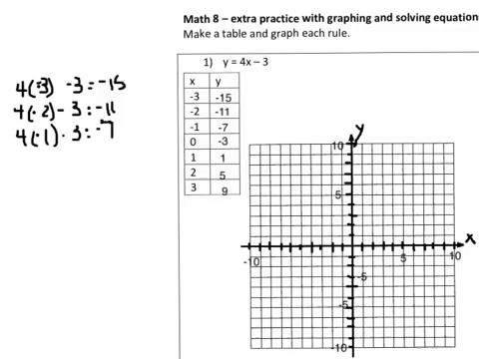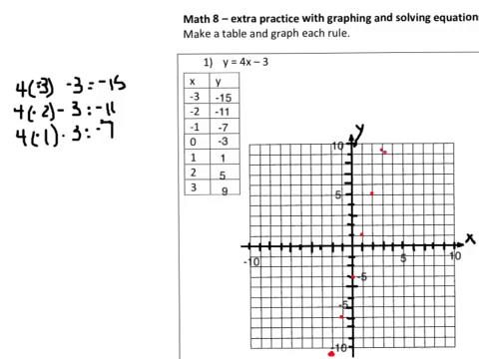So negative 3, negative 15 is too far off my grid. I can't really see that. So I'm going to try to plot negative 2, negative 11. So you can see my red point is at negative 2, negative 11. Now I'm going to do negative 1, negative 7, and 0, negative 3, and 1, 1, and 2, 5. Oops, that was a little off. That's better. And now 3, 9.